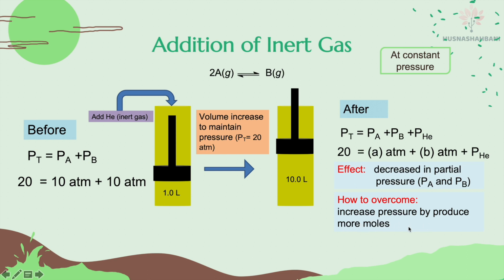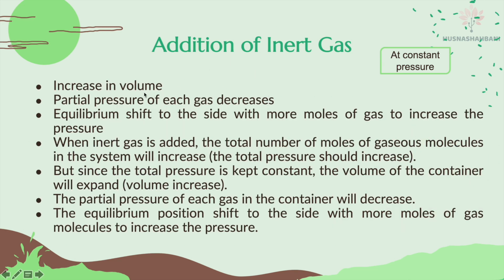In order to increase the pressure by producing more moles, you need to look at this equation. To produce more moles, the equilibrium must shift to the left: 1 mole B, 2 moles A. So the equilibrium will shift to the left. If the equilibrium shifts to the left, you will have more moles on the left. This is how you increase the pressure.